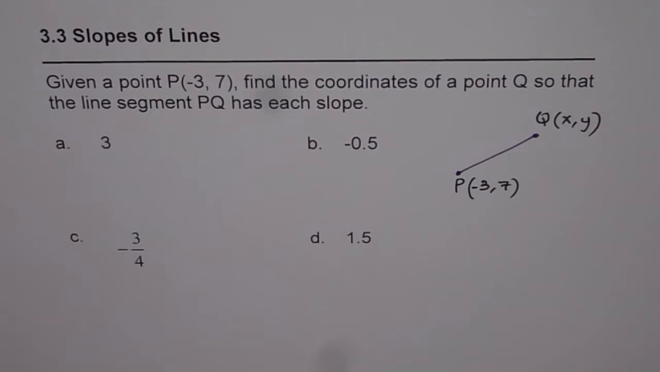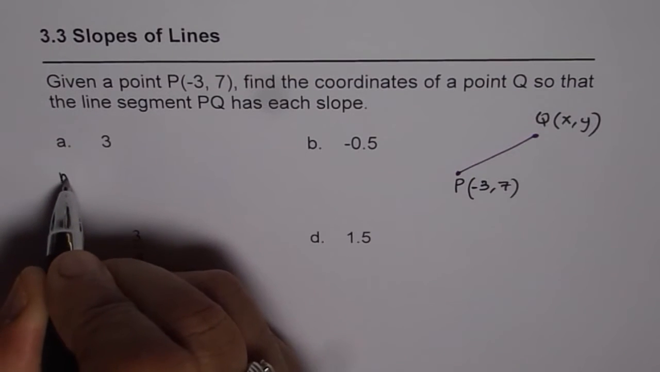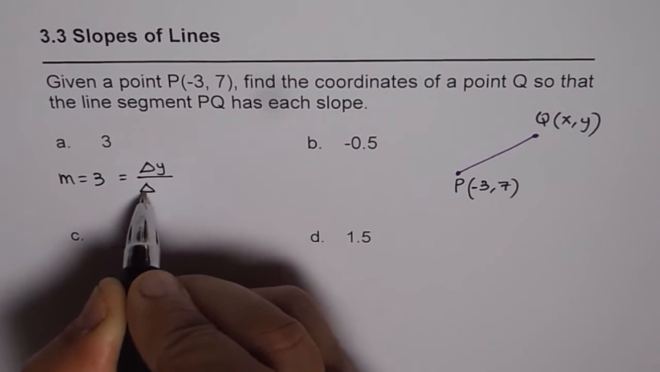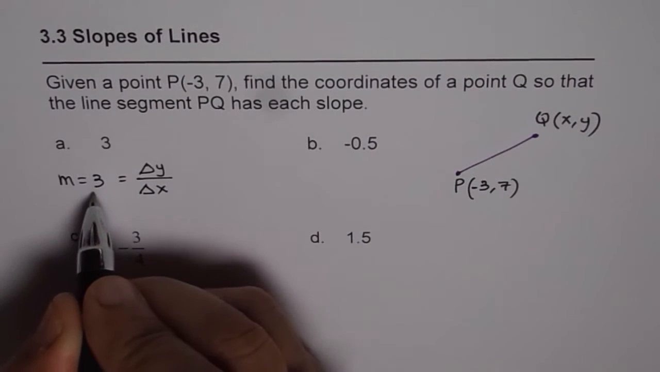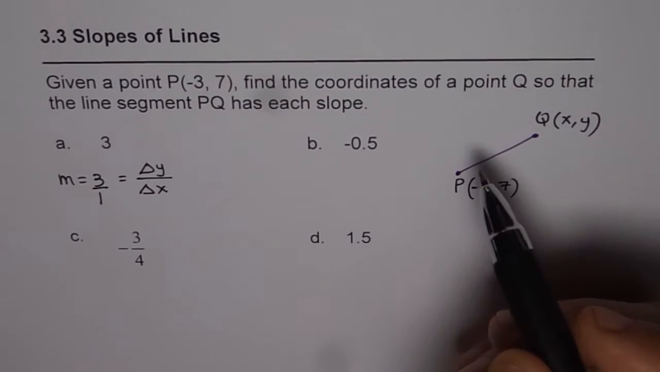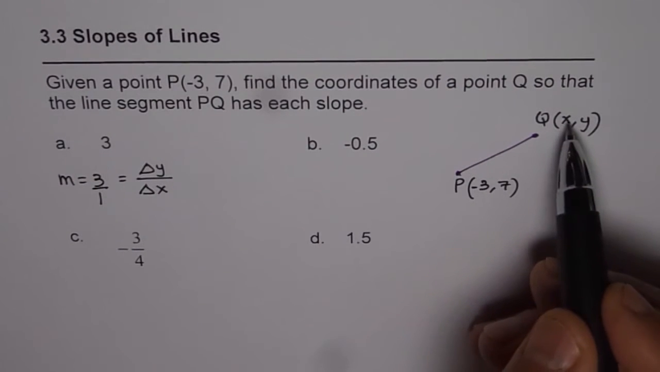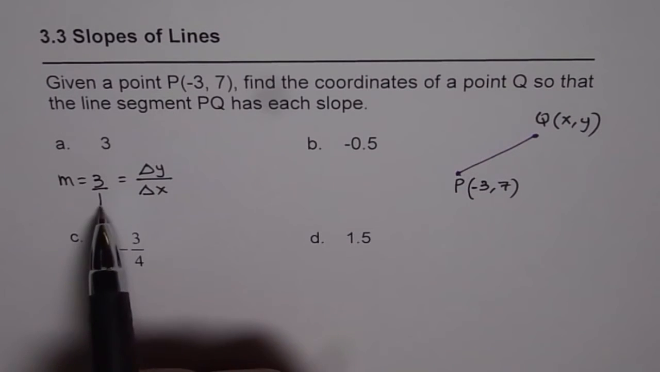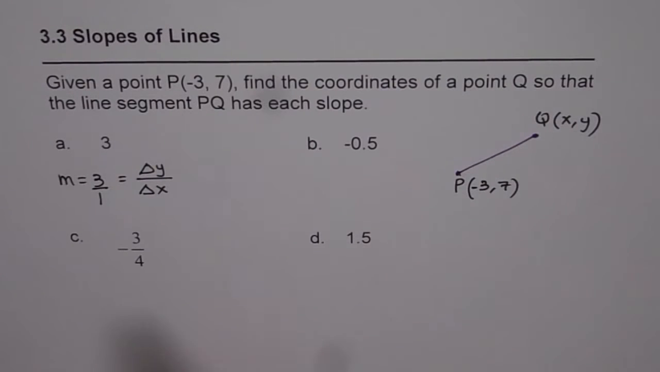You can pause the video and answer the question, and I'll explain how from the definition we can get the coordinates of Q. Now, what is slope? Slope is the ratio of change along the y-axis to the change along the x-axis between any two points. When I say that the slope is equal to 3, I'm saying that the change in y over change in x is 3, so we can say 3 over 1. So the y value of Q should be 3 more than P, and the x value 1 more than P.